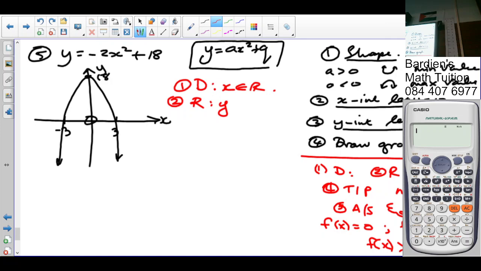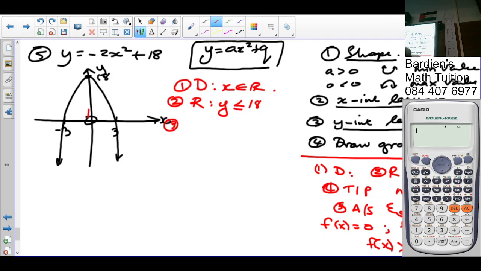Huh? Yes. That's why the arrows are there. So this graph exists at negative infinity, yes or no? Yes. Where does it stop existing? At 18. So we got y at 18. Well, it must be less than or equal to 18.